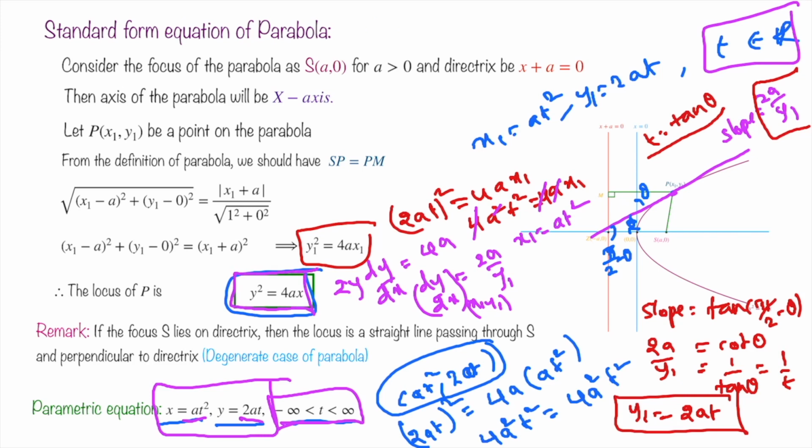So for this equation y square equal to 4ax, the parametric equation is going to be x equal to at square, y equal to 2at. Here t varies from minus infinity to infinity. When t equal to 0, the point will be (0, 0) here. As you move t from 0 to infinity, the point moves here, on the upper part of the parabola. As t moves from 0 to minus infinity, the point moves on the lower part of the parabola.